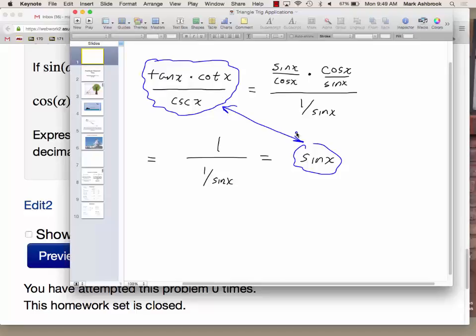What's another one on that page? What's that? Sine x. Oh, yeah, I need it, right? Okay, last one. So the next one is sine x times tangent x plus cosine x.